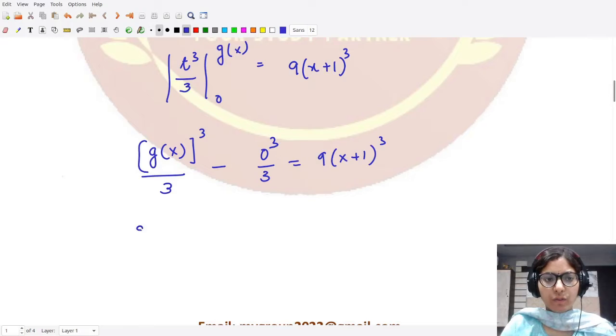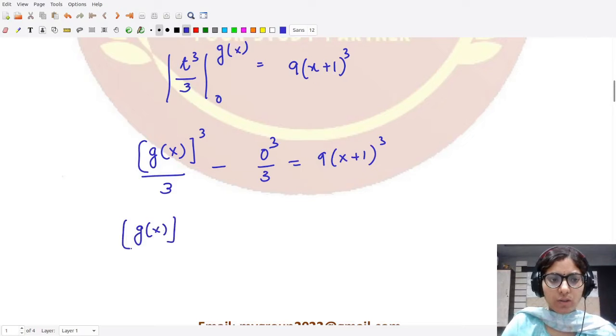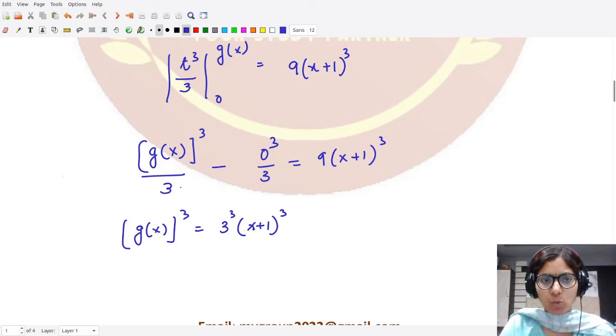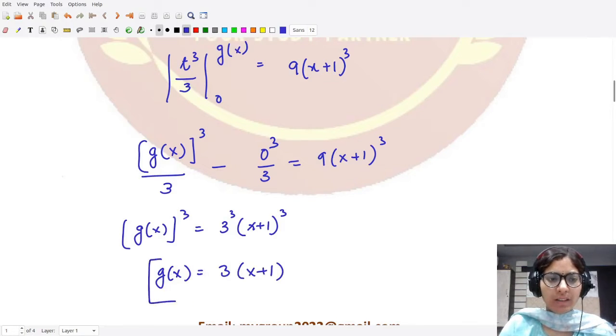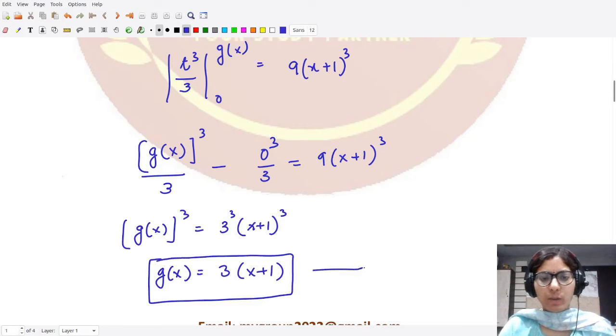So from here you have g of x whole cube is equal to 3 cube times (x plus 1) whole cube, right? You can write 9 as 3 square, so you have 3 into 3 into 3, that is 3 cube. So what would be g of x from here? It is surely 3x plus 1. So you have one function as g of x, this is 3x plus 1. Let's mark this as equation number 1.